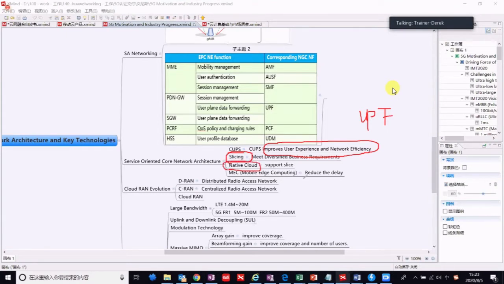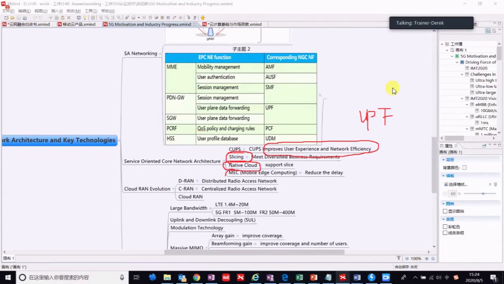And the native cloud. Our core network is based on the IT infrastructure, and we can install the software very easily. If we want to enhance the capacity, we just insert disks. If we want to install some function, we just install the software. It's very easy and flexible.